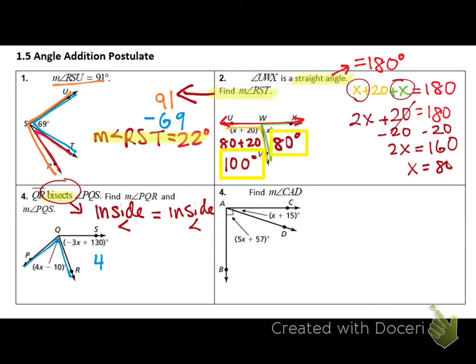So we're going to take 4x minus 10 and set it equal to negative 3x plus 130. You would solve, you would plug it in, just like before.